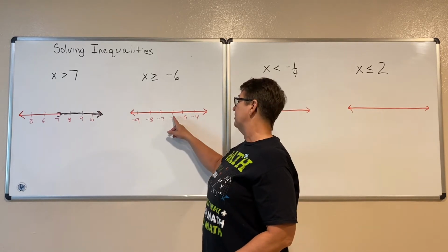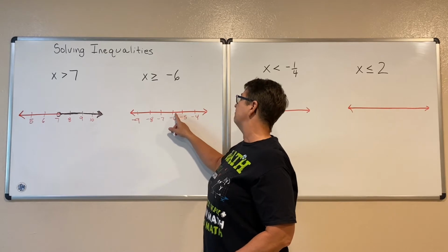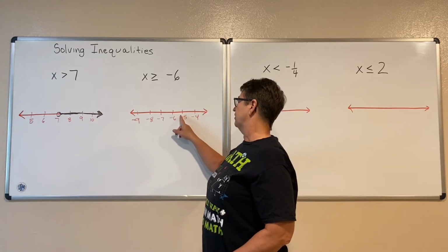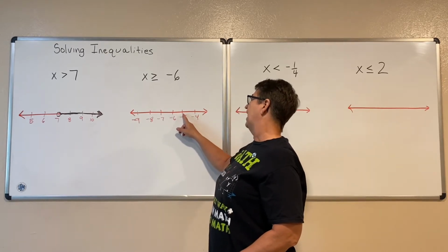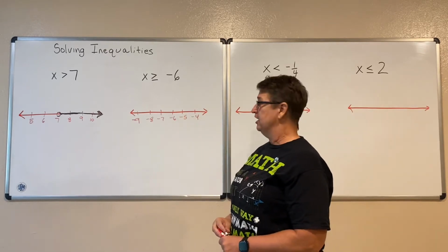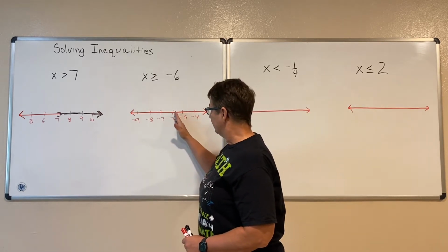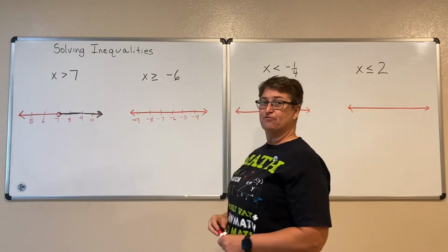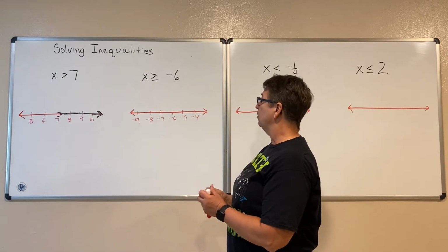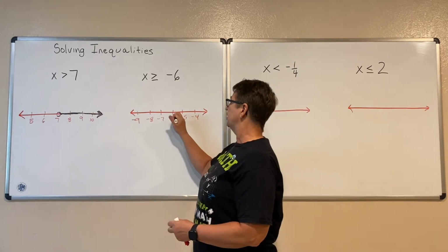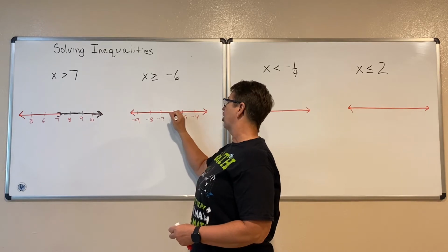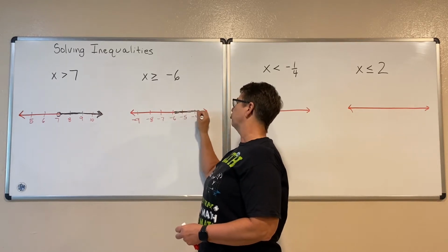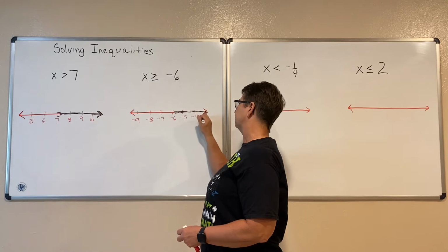It could even be -5 halves. Or it could be something that is in between here. It could be fractions. So to show that, we're going to color everything larger or to the right of that -6.